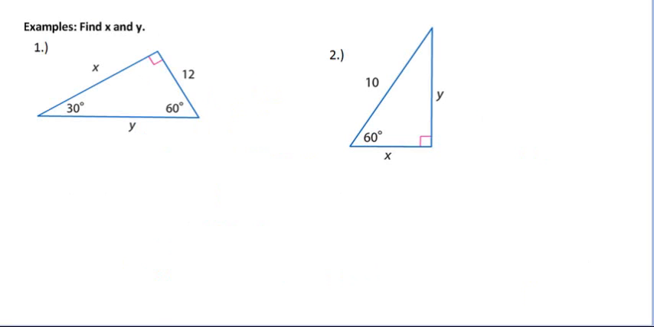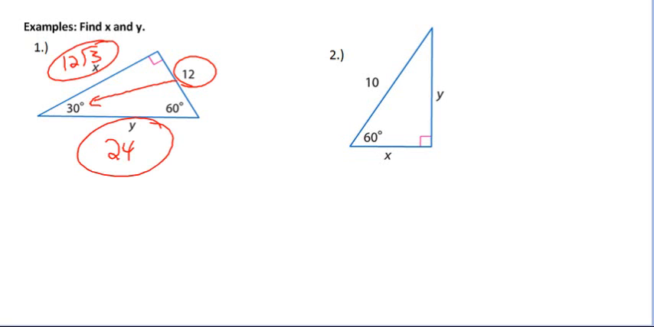When you're doing these problems, the first thing you want to do is identify what parts you have. For problem number 1, we look here and I have the short leg. The reason I know it's the shortest leg is because it's across from the smallest angle. If I have the shortest leg as 12, my hypotenuse is going to be twice that much, or 24. And the long leg is going to be the square root of 3 times more than that. So x is 12 square root of 3.